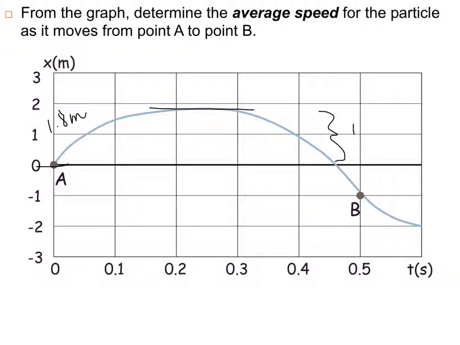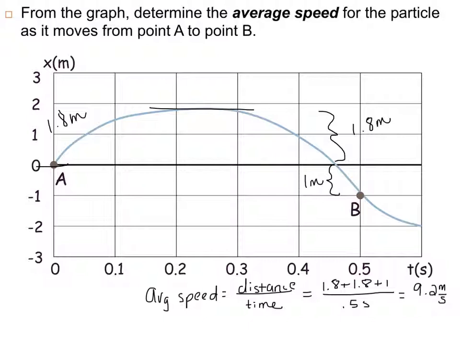From here to here, we traveled another 1.8 meters. And from here to here, we traveled 1 meter. Yes, it is in the negative direction, but for speed, we're only concerned about positives, because it is a scalar. Putting it all together, our average speed is distance over time, which is 1.8 meters plus 1.8 meters plus 1 divided by 0.5 seconds, the total time it takes to travel from point A to point B, giving us 9.2 meters per second.